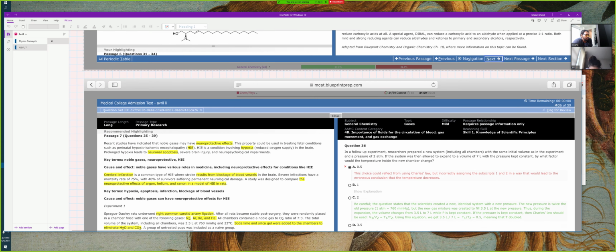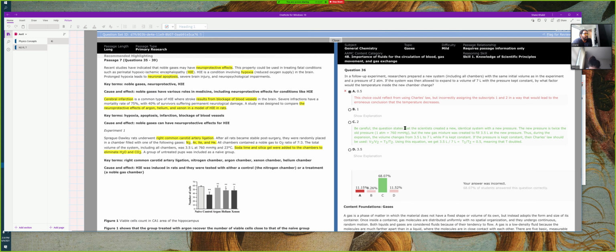Great. Okay, let's see, the next one. In a follow-up experiment, researchers... sorry, I was just looking at this because it's pretty cool, the passage. A new system including all chambers with the same initial volume as the experiment and the pressure. Okay, so I'm going to have to look at this. Noble gases neuroprotective effects. Perinatal hypoxia.